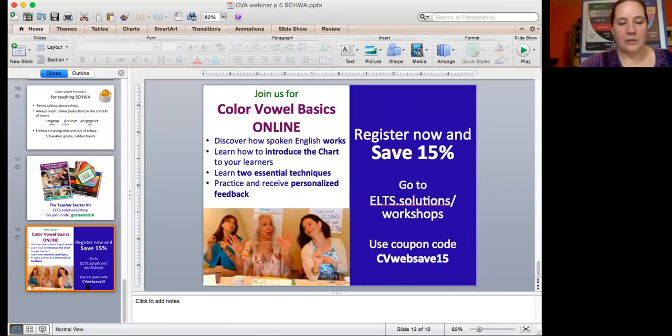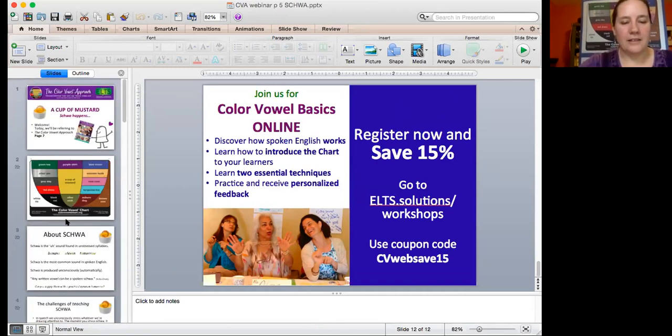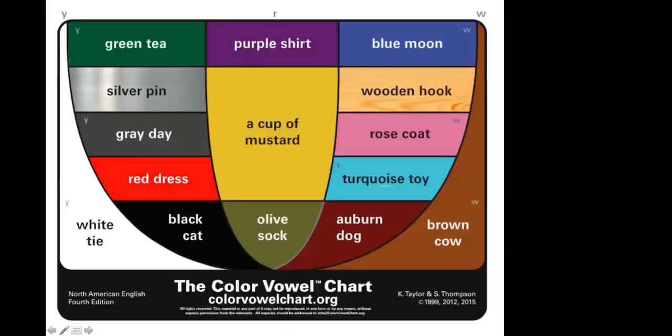Okay, and that's what I have for today. We have a few minutes for questions and comments, especially about Schwa, since that's our topic today. I have a question. So when you talk about not focusing on or introducing Schwa until later, when you're first introducing the chart and doing a cup of mustard, you just present it as mustard, and you don't even mention Schwa. Then later on, you can point out how unstressed syllables are Schwa, but a cup of mustard is just all mustard at first. Right.